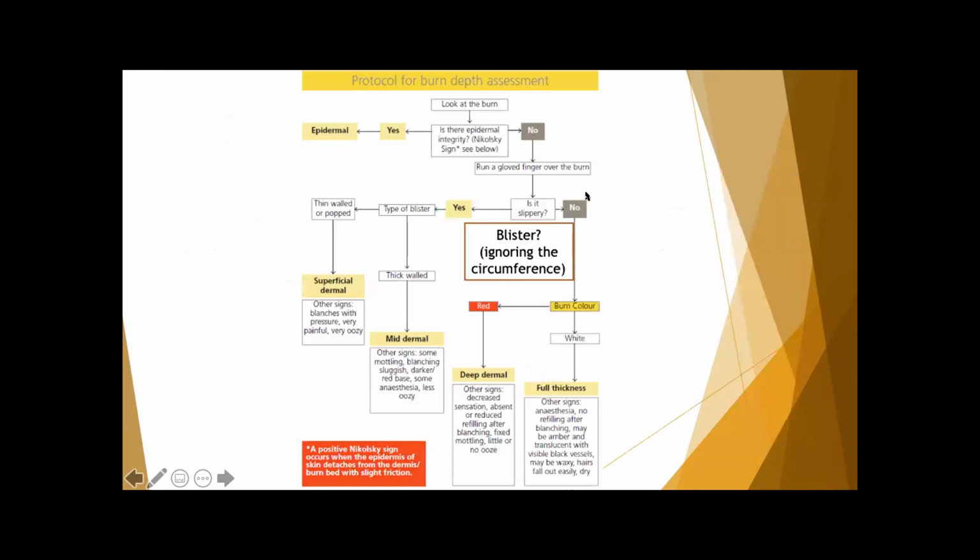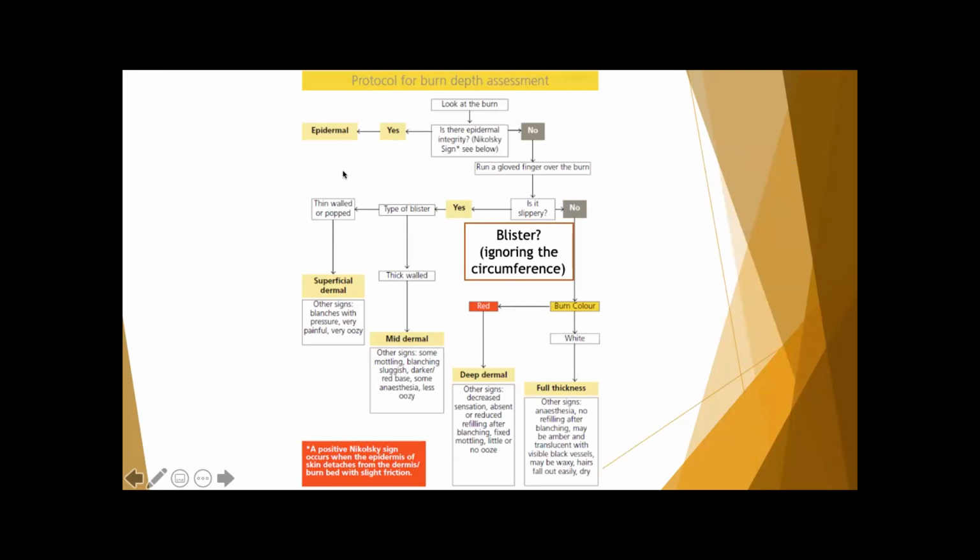So this is a burns depth assessment algorithm that I found from some really old notes that someone presented to me in third year. But one of the things I wanted to point out is it mentions, is it slippery? The truth is that if you're given an image, you're not really going to know, is it slippery or not? But essentially this translates to, is there a blister or not? And you've got to ignore the circumference and focus on the central area of the burn. And I've got an example later on.